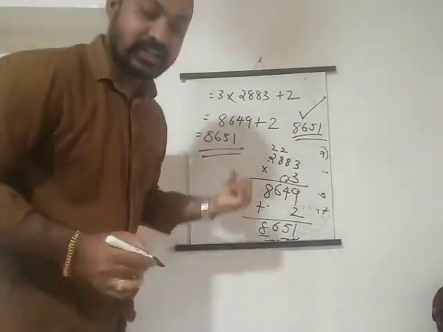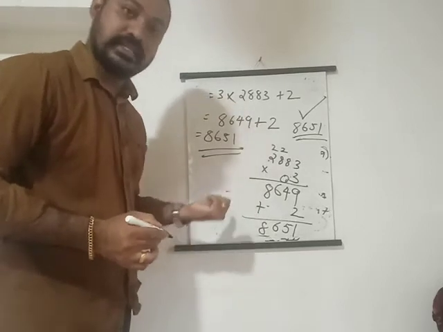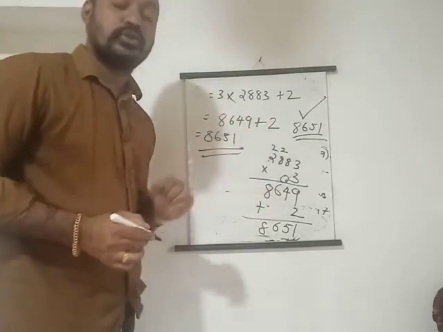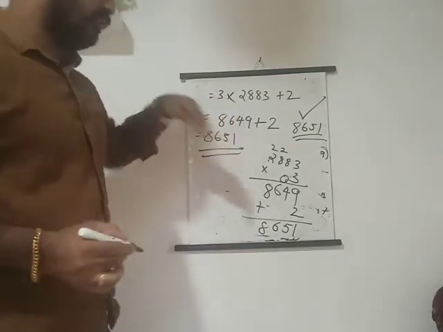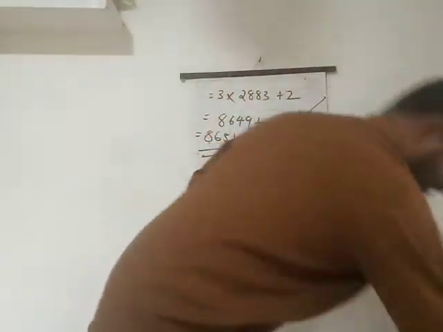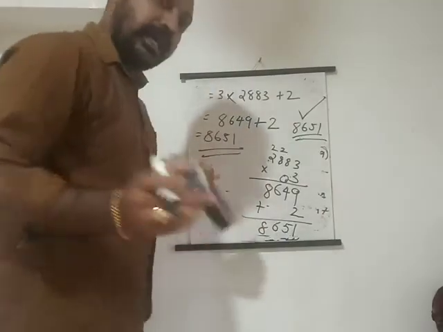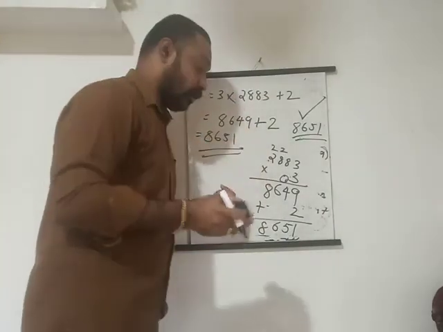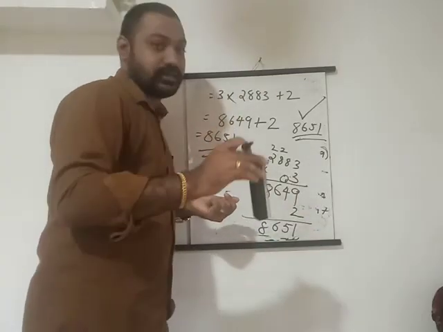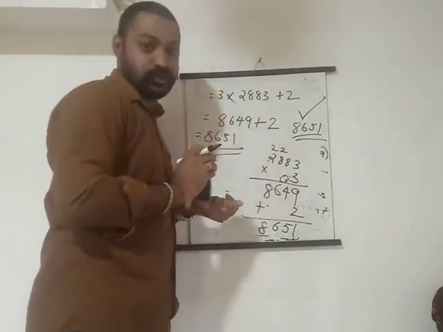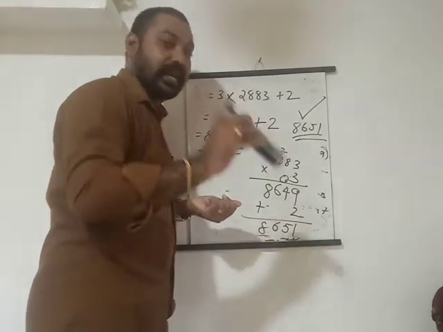This is the way we check the answer, whether it is correct or not. So this is the division of a 4-digit number. After finding the answer, you can check your division. Sometimes a question will say divide and check your answer. At that time you must do these things also, then only you will get full marks.